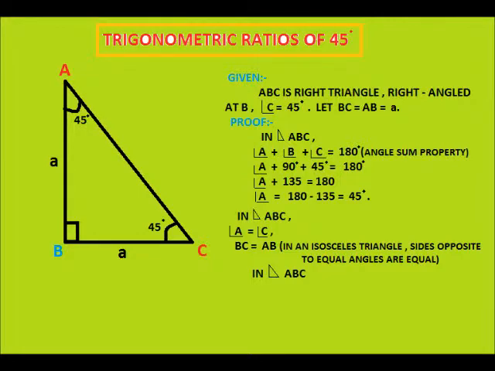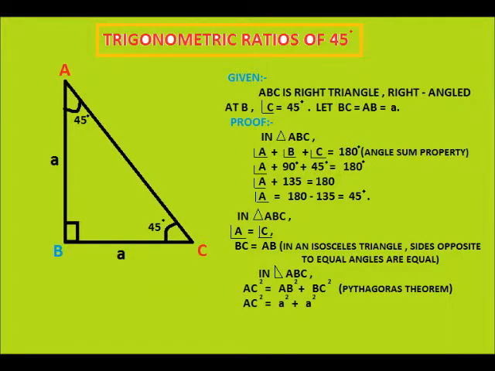In triangle ABC, AC square equal to AB square plus BC square by Pythagoras theorem. AC square equal to A square plus A square. AC square equal to 2A square. Therefore, AC equal to A root 2.